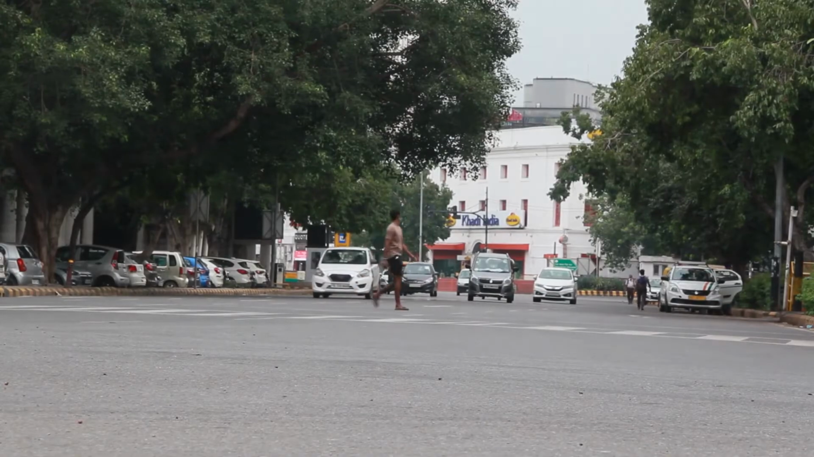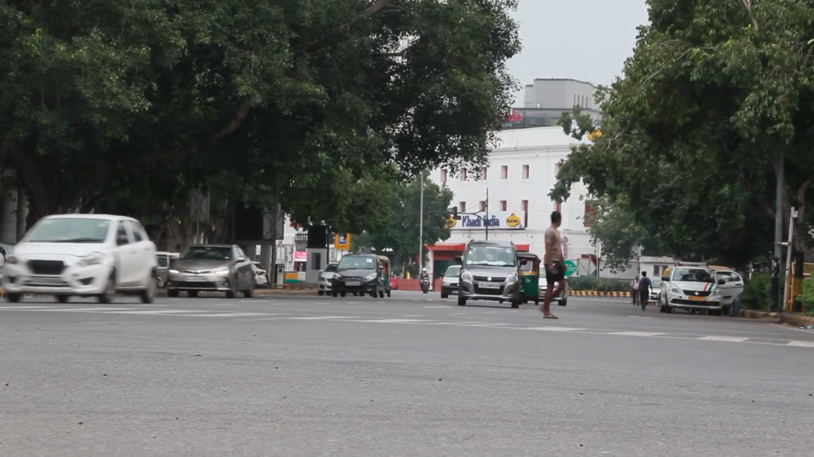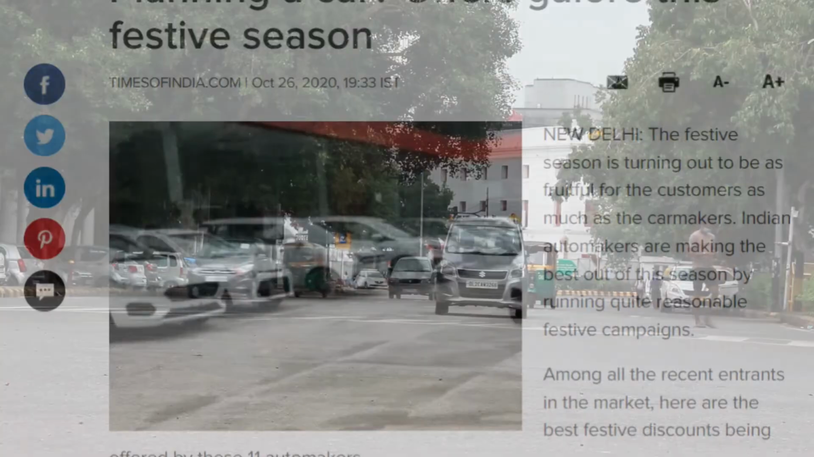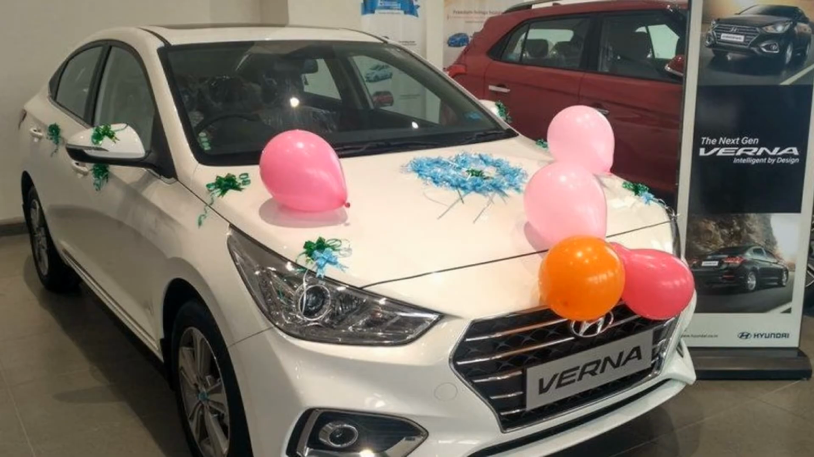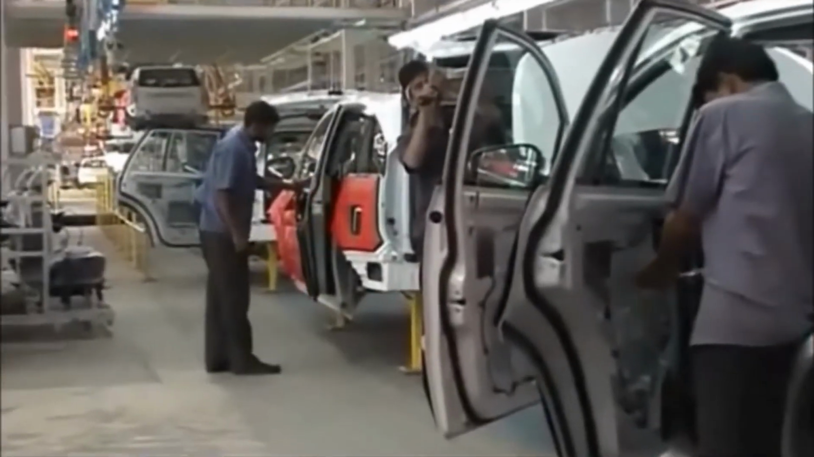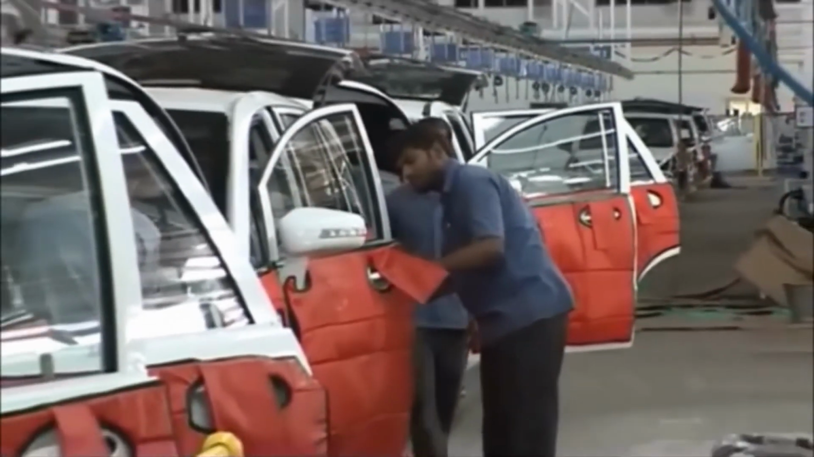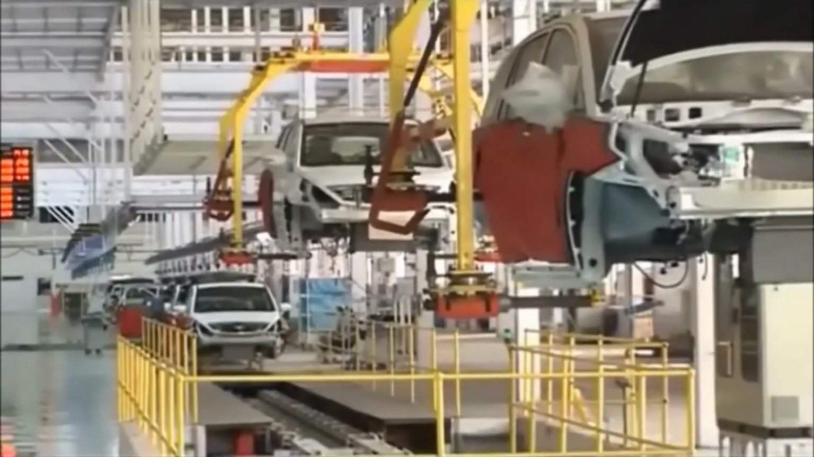For example, the Indian market generally experiences a boost in demand for vehicles during the last months of the year. This is due to marriage and the festive season. So as such, these factors are really important for marketers as they target certain customers. This factor also highlights the local workforce and its willingness to work under certain conditions.